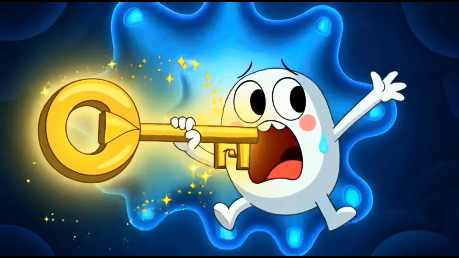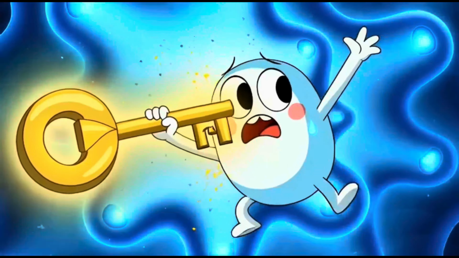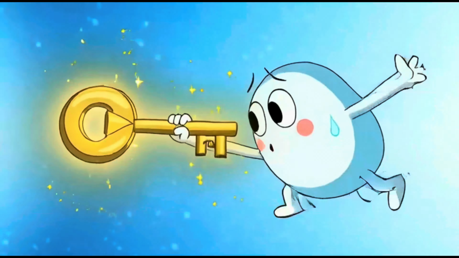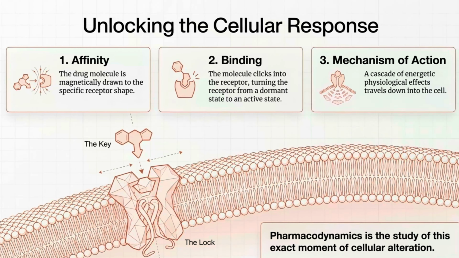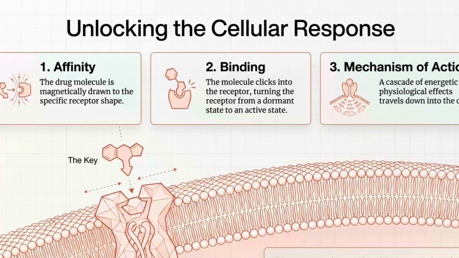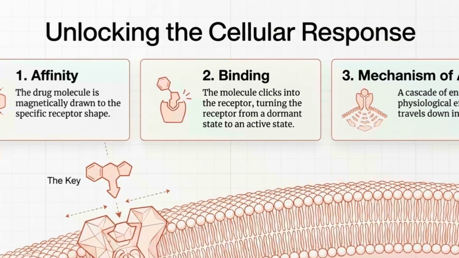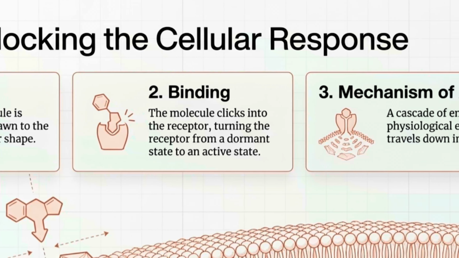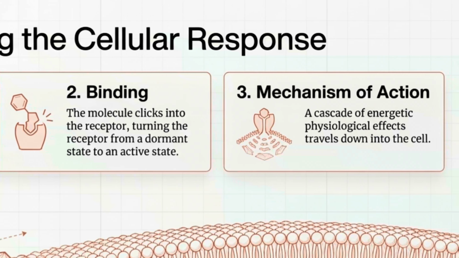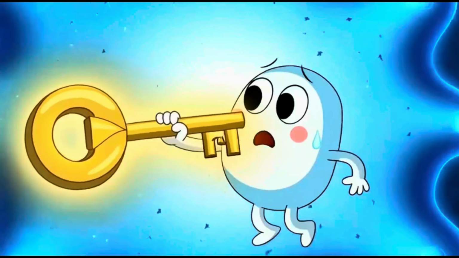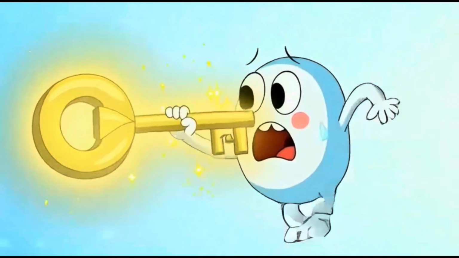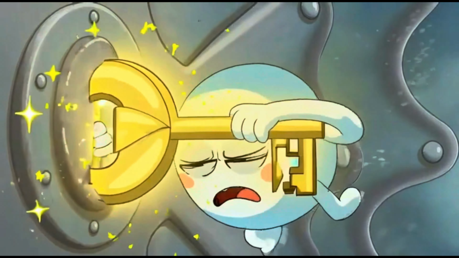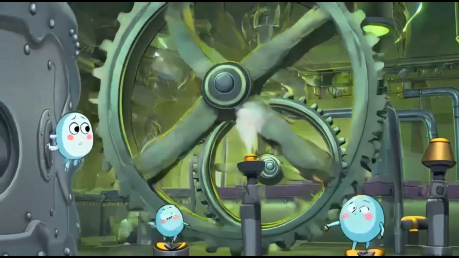Step 1 is affinity. The drug molecule doesn't just bump into the cell randomly. It is magnetically drawn to a highly specific receptor shape. If the key matches the lock, it pulls them together. Step 2 is binding. This is the exact moment the molecule clicks into the receptor, instantly flipping the cell from a dormant, sleeping state into an active state. And that triggers step 3. The mechanism of action. Simply turning that lock unleashes a massive cascade of energetic physiological effects deep down inside the cell. This cascade is what actually drops your blood pressure, stops a pain signal, or forces a muscle to contract.